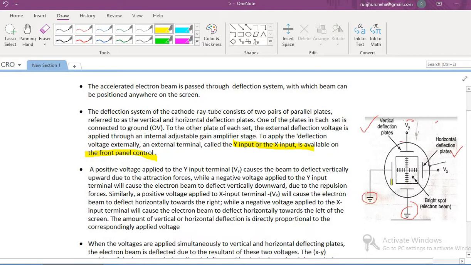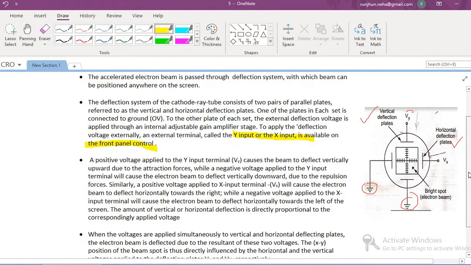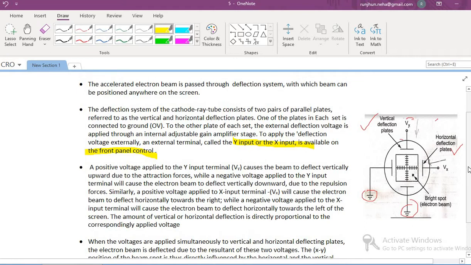Similarly, the horizontal deflection plates are placed vertically to allow the horizontal movement. Now, how the deflection is being taken place, let us see here. Suppose a positive voltage is applied to the vertical deflection plate Vy. This positive voltage will attract the electron in the upward direction, resulting into the upward deflection.